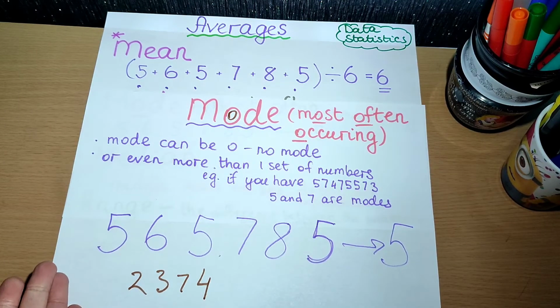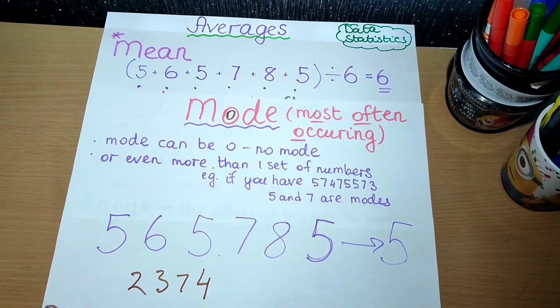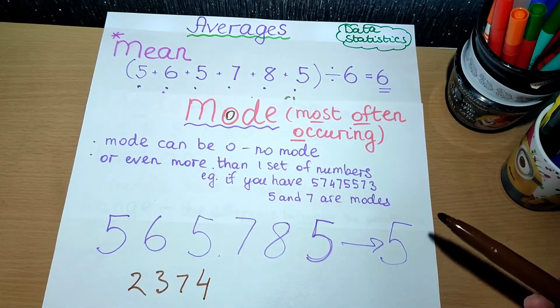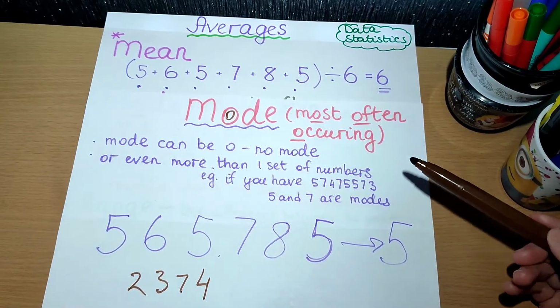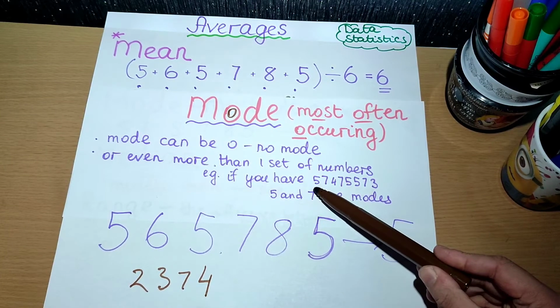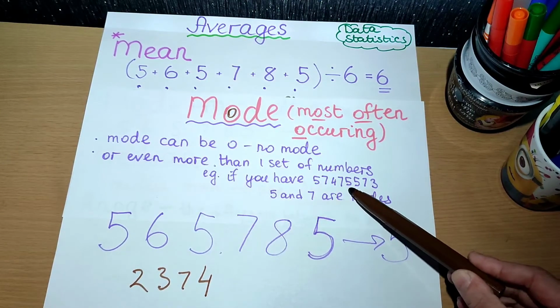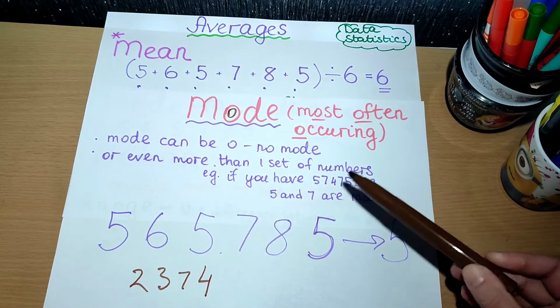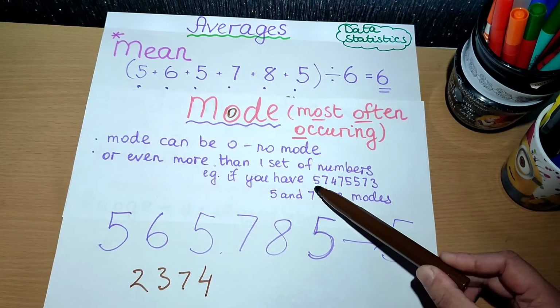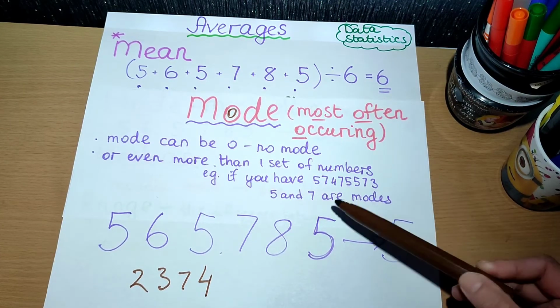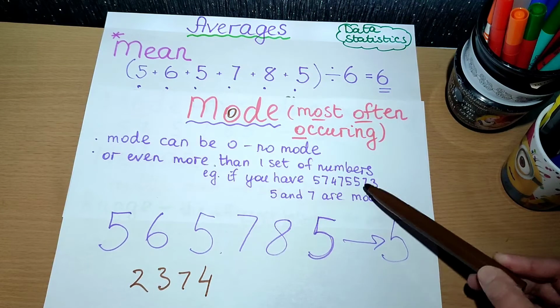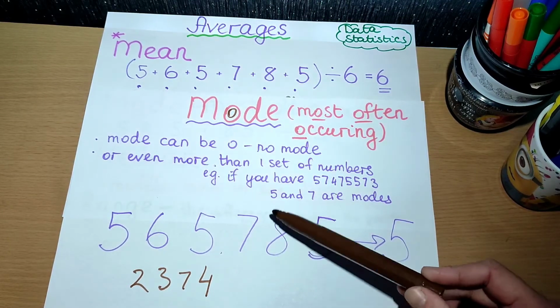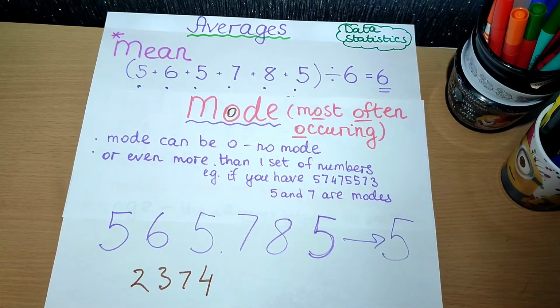Well, none of the numbers occur most frequently, so the mode will be 0 here. Or your mode can be more than one set of numbers. For example, if you look here, 5, 7, 4, 7, 5, 5, 7, 3. 5 appears 1, 2, 3 times, and 7, 1, 2, 3 times. So you can have two modes, and they will be 5 and 7.